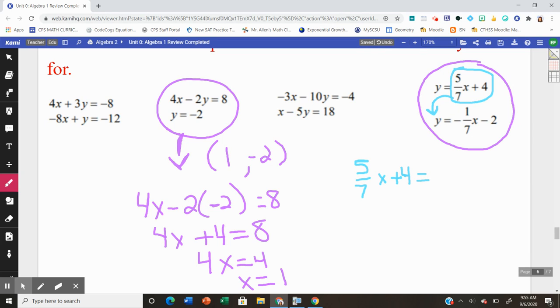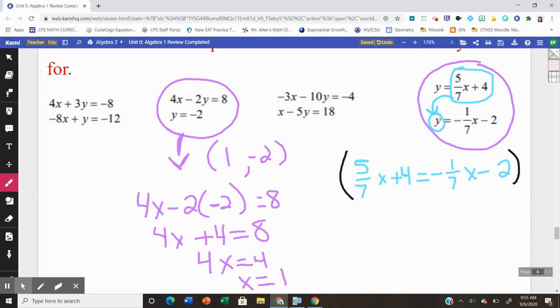equals, replaced over here, and then I have my right-hand side, negative 1 over 7x minus 2. And now, similar to the last problems that we saw, whenever we have a fraction, if we want to get rid of them in the first step, here our fractions are both the same. They're both 7, so we can in turn multiply everything by 7.